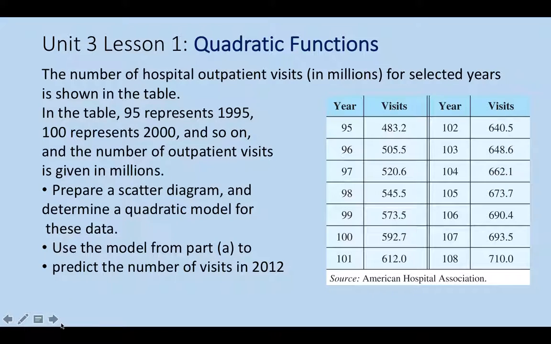All right, now this next one utilizes your calculator quite a bit, and so it really would have just been better for you to take this in class. But I'll just write some of the steps out. So when it says prepare a scatter diagram, we're thinking of this like X, not like Y.